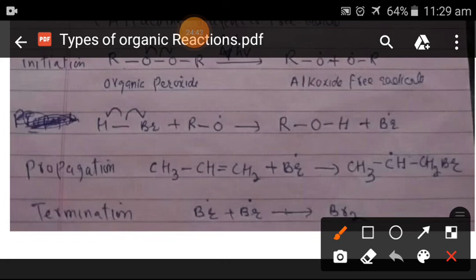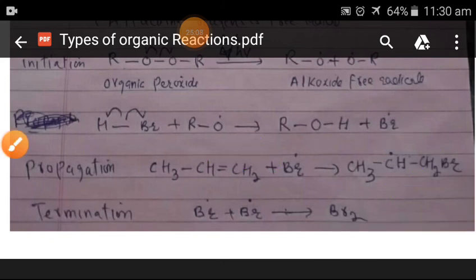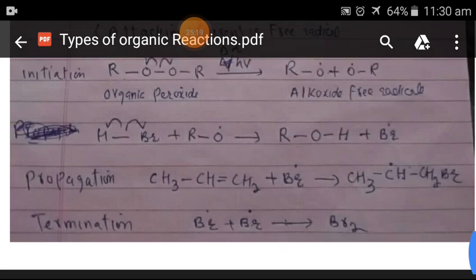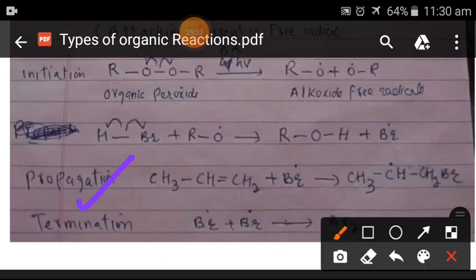Now this bromine will combine with this carbon. Clear. As a result, you will see CH2Br. But when homolysis of this bond occurs, each carbon gets one electron, so this carbon gets an unpaired electron. That's why a new type of free radical is generated here. This is called the propagation step, because new free radicals are generated. Similarly, in the last step, there is the termination step in free radical addition reaction.